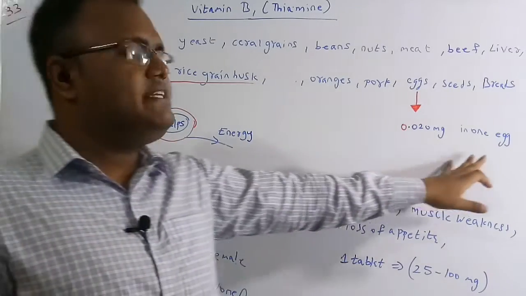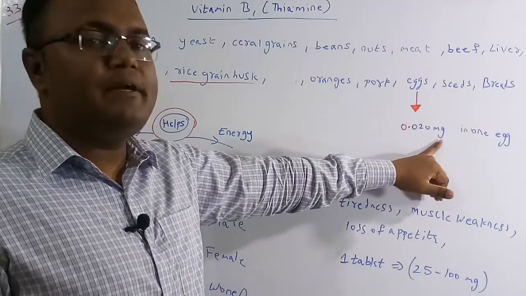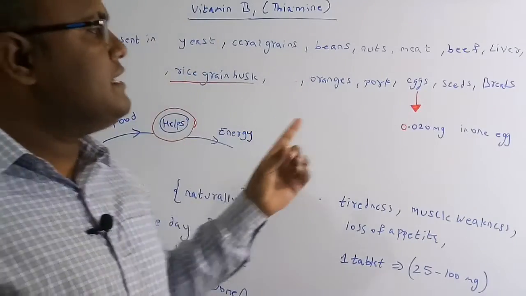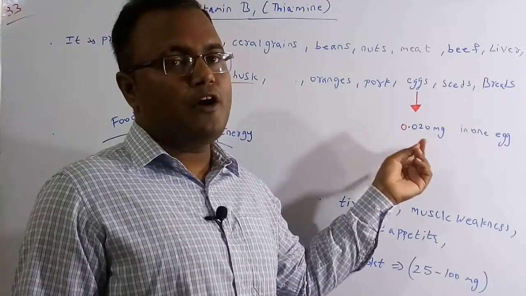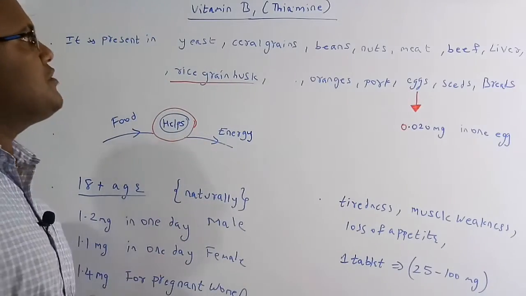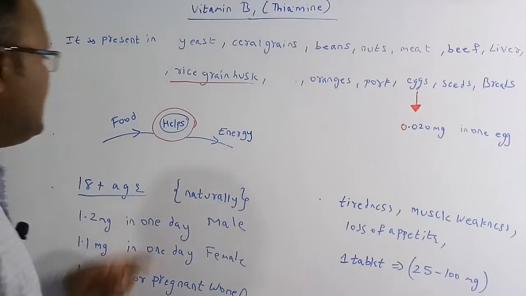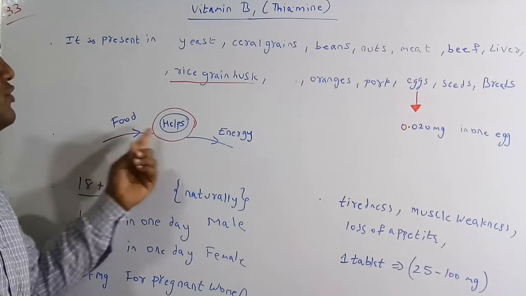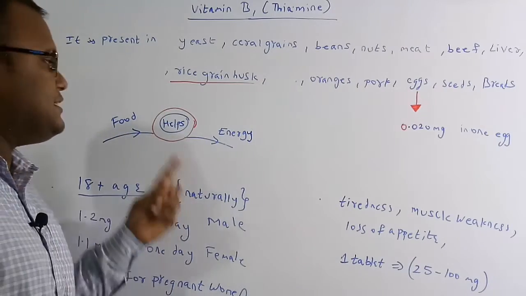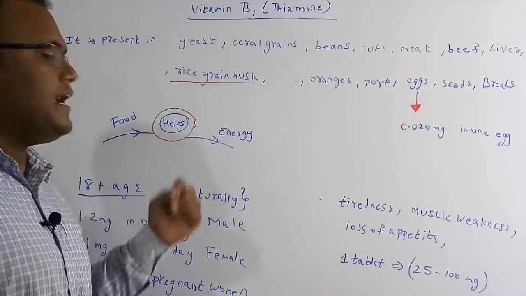If you take one egg, 0.020 milligram of vitamin B1 is present. So in one egg, 0.020 milligram of vitamin B1 is present. The main function of vitamin B1 is that it helps the cells in our body to convert the food we eat into energy.